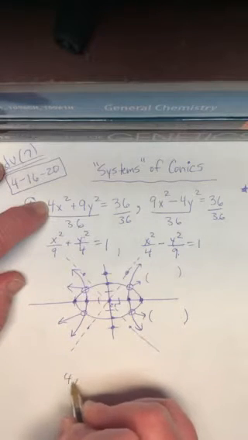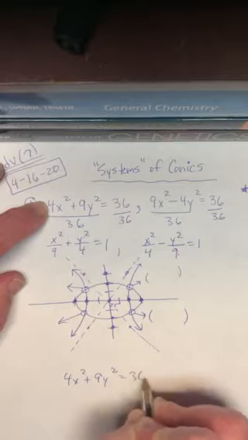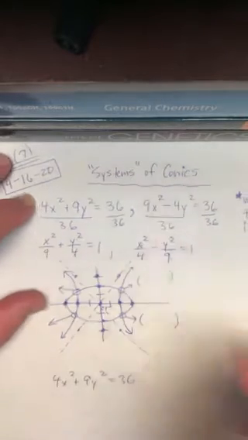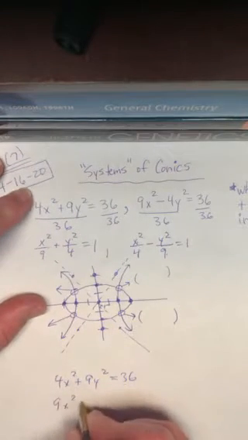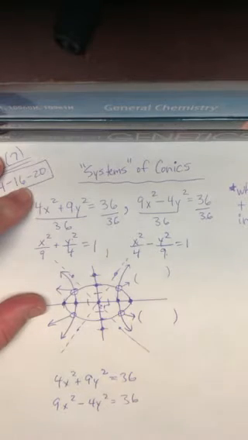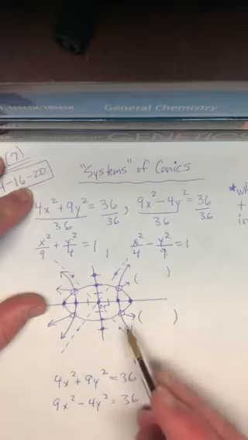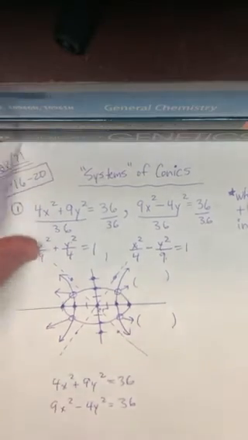Doesn't that say 4x squared plus 9y squared equals 36? This one says 9x squared minus 4y squared equals 36. Remember a technique called the elimination technique, where we're going to try to make one of the letters get eliminated and cancel out from our system?